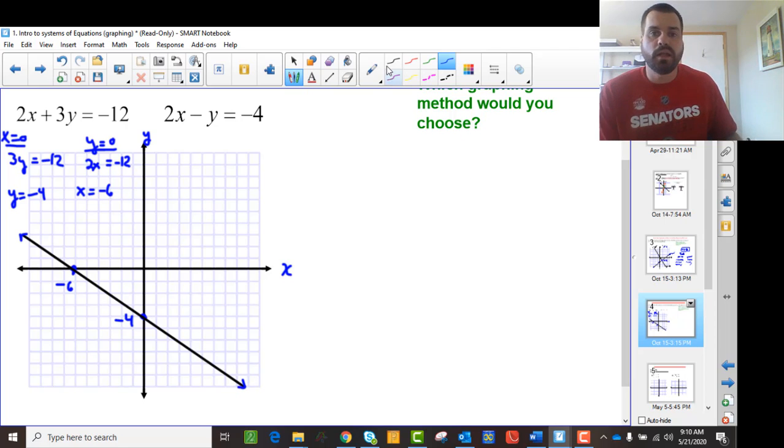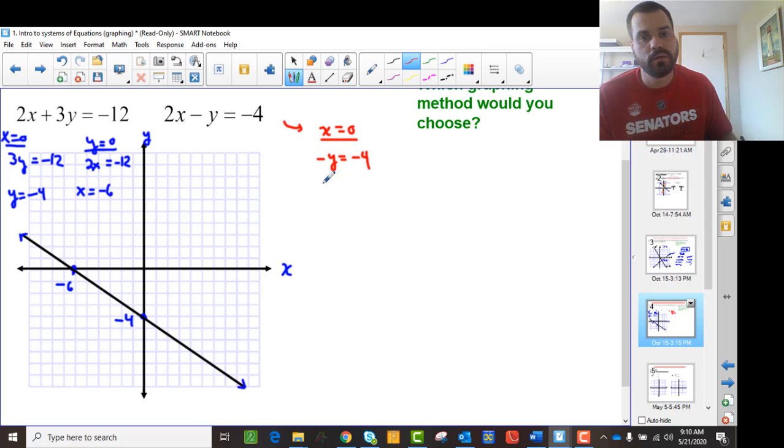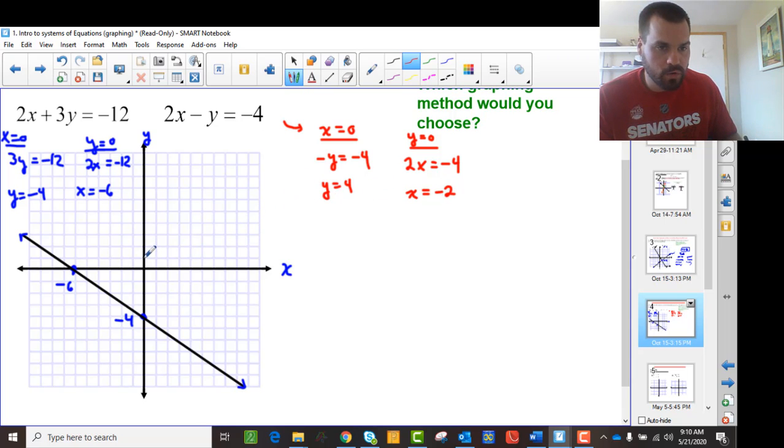Okay, then I'm going to do the same thing with this one. I'm going to use the exact same method. So I'm going to let x equal 0. If x is 0, I get minus y is minus 4, which means y is 4. Then if y is 0, I get 2x is equal to minus 4, which means x is minus 2. So I'm going to plot those. So at 0, I'm at 4.